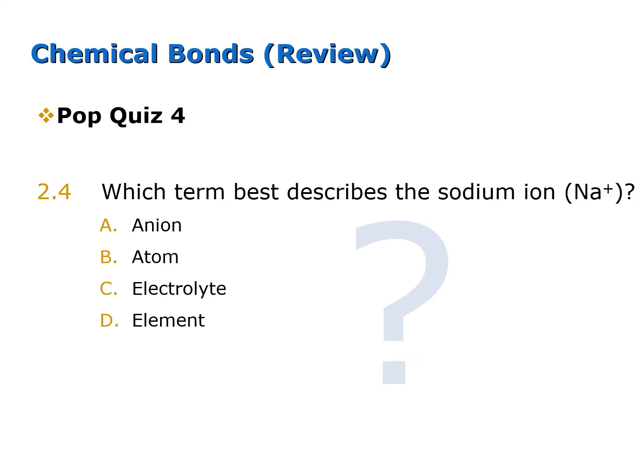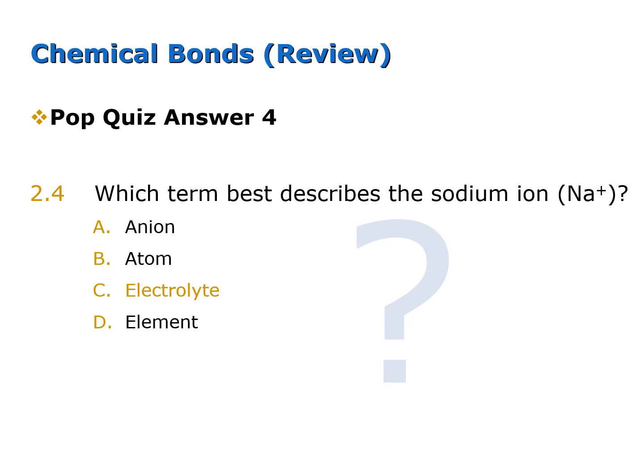Question number 4. Which term best describes the sodium ion, or how its symbol is Na plus? A, anion, B, atom, C, electrolyte, or D, element? Now, this question is interesting, and I will tell you why. Because you can have two options here, but it's the way that it is formulated, and you will see that when you analyze the multiple choice questions throughout the program, you need to read all your choices before choosing one. So let's look one by one.